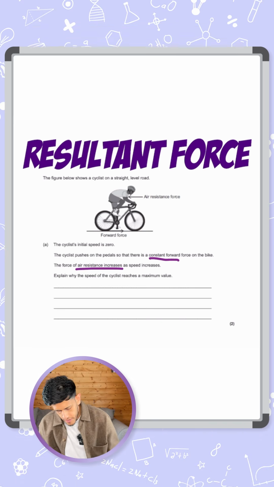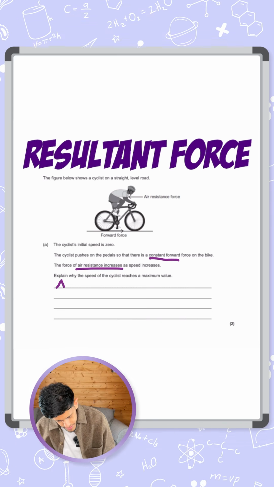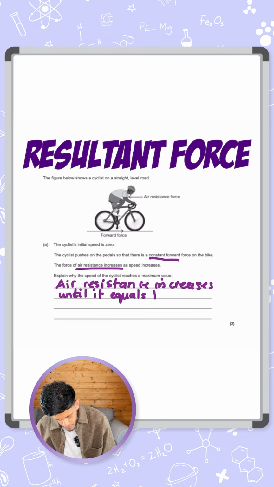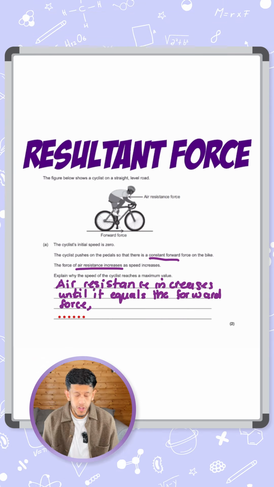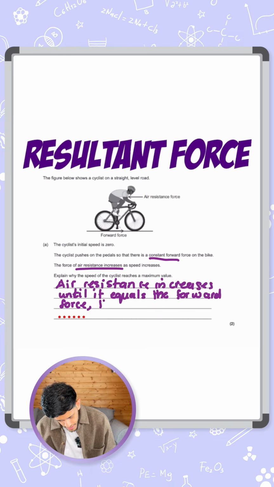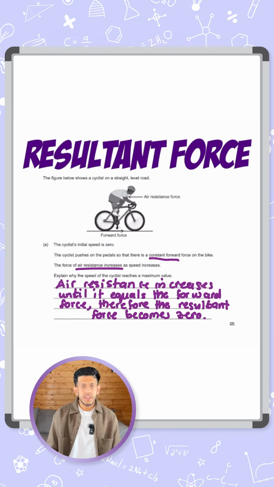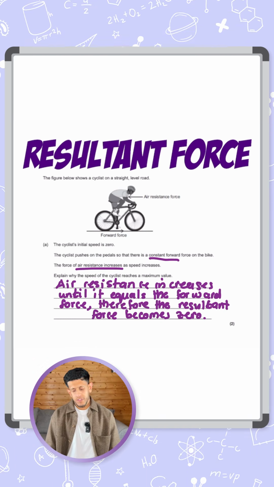So the 2 marks that they're looking for here are simply that air resistance increases until it equals the forward force, and there's your first mark, and then the second mark will say therefore the resultant force becomes 0, and that's the reason why the speed reaches the maximum value. So you get your 2 marks there.